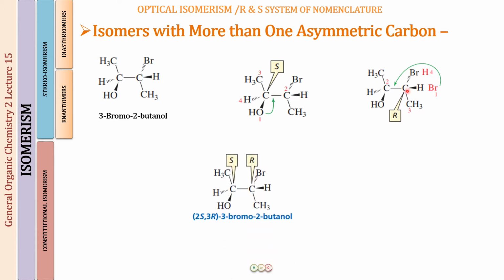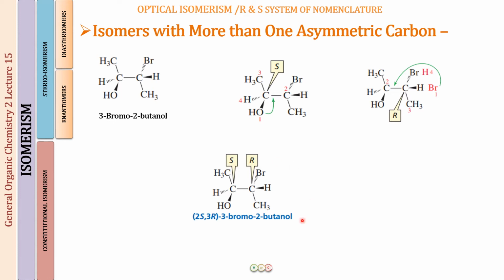So the name of the compound is going to be 2S3R, 3-bromo 2-butanol. Okay, so I hope this is clear to you people. How do we name a compound with more than one asymmetric carbon? If it would be 3, 4, 5, how many number of asymmetric carbons may be present in a compound? Well, you are going to just look at one of the chirality centers and the four groups around it, and you are going to number the priority groups and give the configuration whether it is the S or the R.